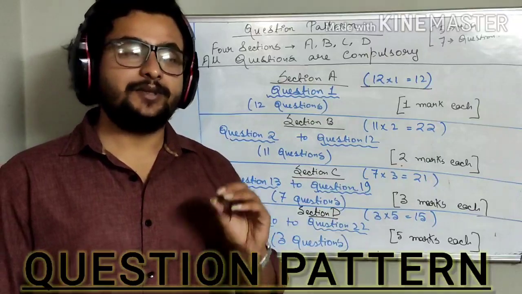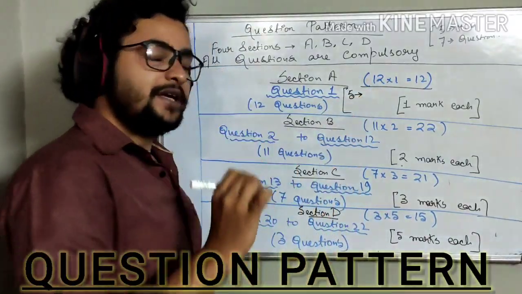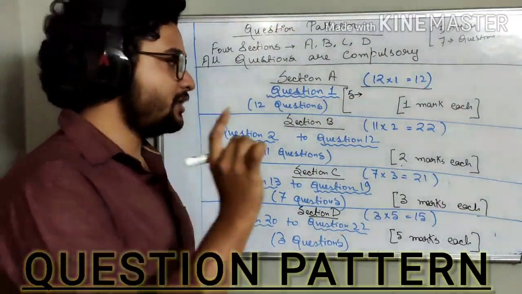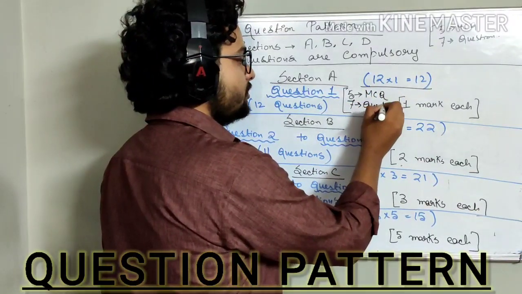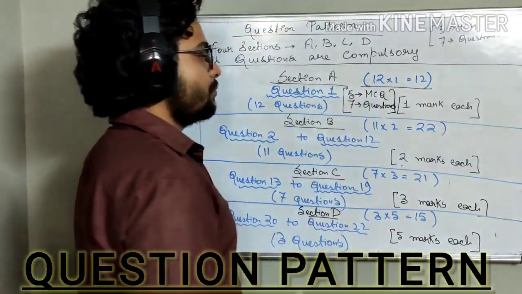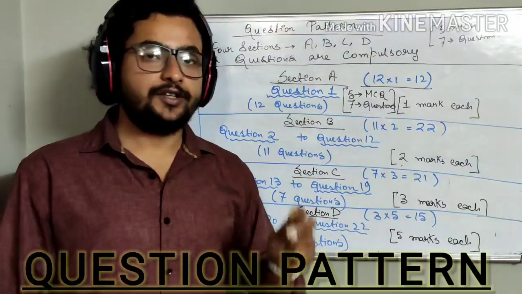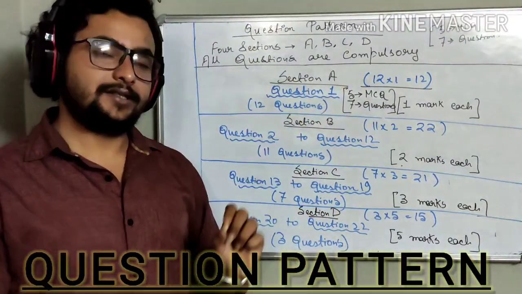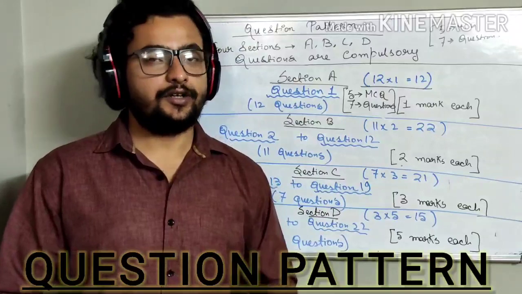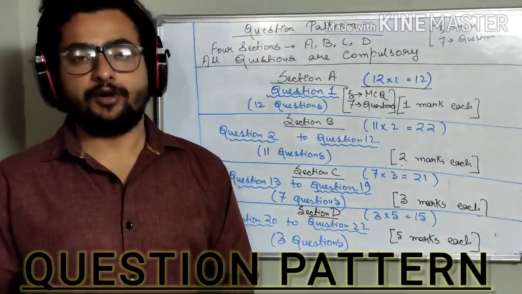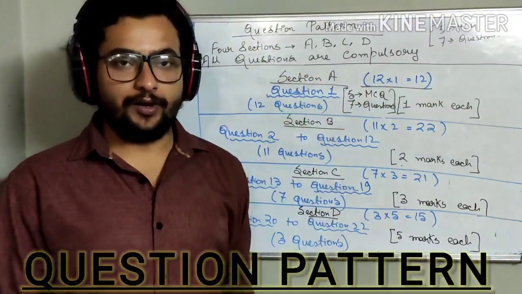It has been seen generally that the first 5 questions are generally MCQ, and the rest 7 questions are your normal questions. The board has been following this pattern for 3 years. The first 5 questions they give as MCQ, and the next 7 questions are normal question answers. They are very short questions. I don't think you will have any problem answering them. So the first section consists of 12 questions, 1 mark each, so 12 marks.